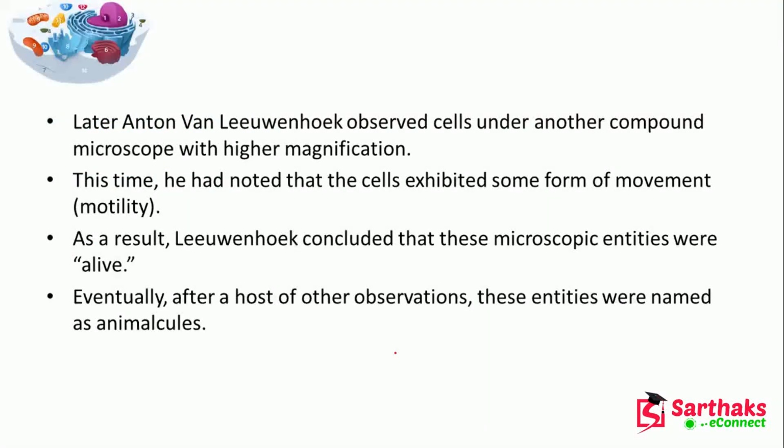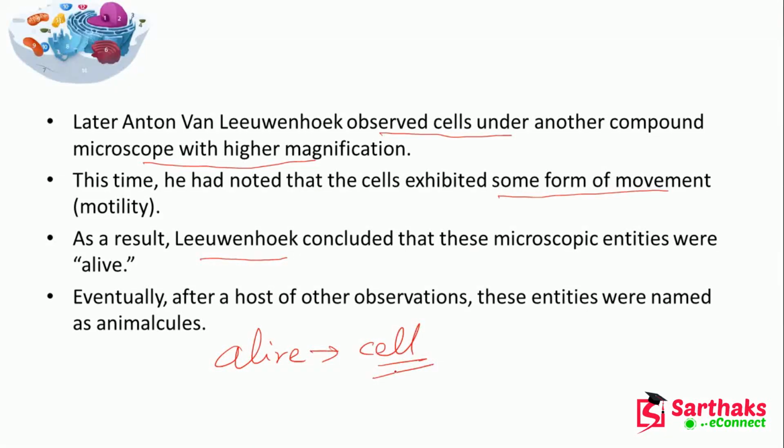Later, Anton van Leeuwenhoek observed the cells under another compound microscope with a little higher magnification, and this time the cells exhibited some form of movement. As a result, Leeuwenhoek concluded that these microscopic entities were alive. That means cells are alive. After a host of observations, these entities were named animalcules.